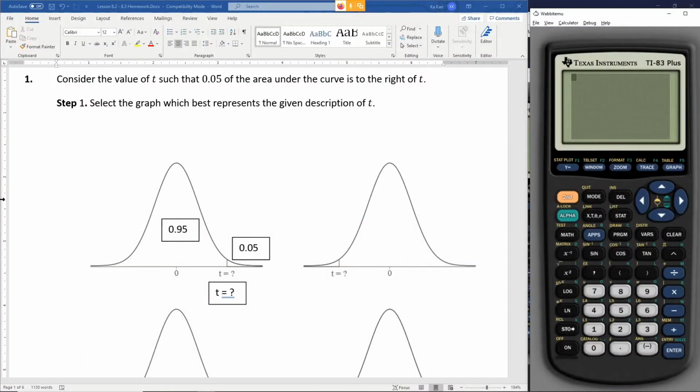This is Math 1127, Intro to Stat. This lesson is about the T confidence interval and the proportion confidence interval. So what is the T confidence interval?